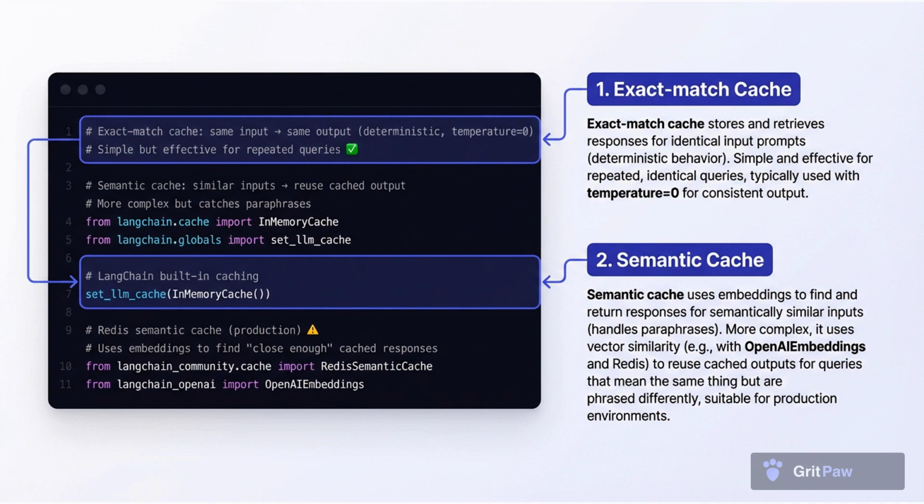We simply store the input-output pair in a dictionary or a key value store like Redis. When a new request comes in, we perform a quick lookup. If a match is found, we return the cached response immediately, completely bypassing the LLM call. This saves both time and money for repetitive queries.